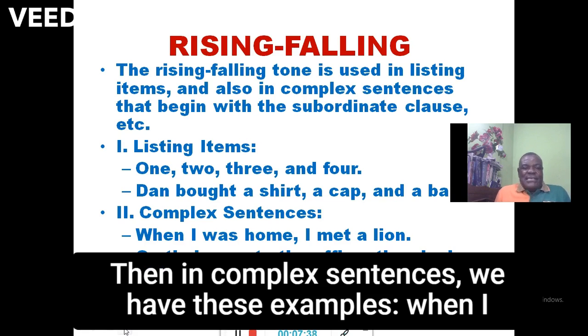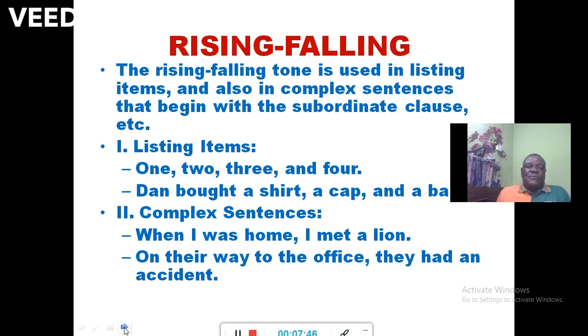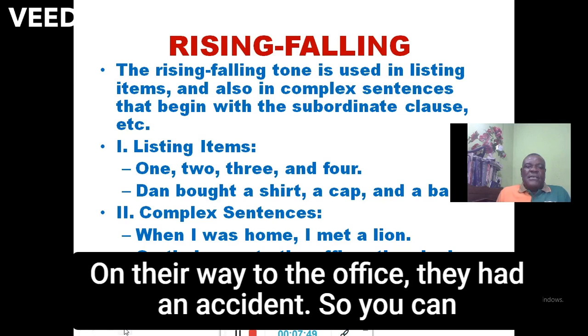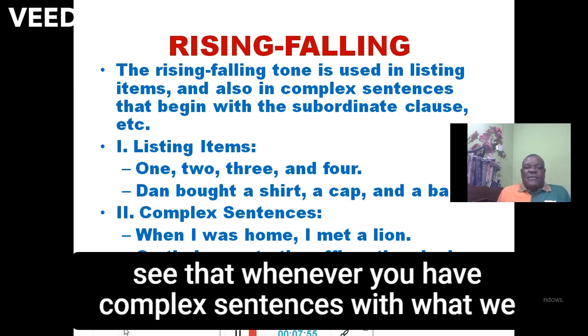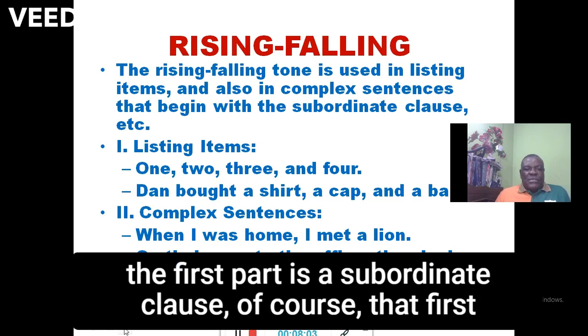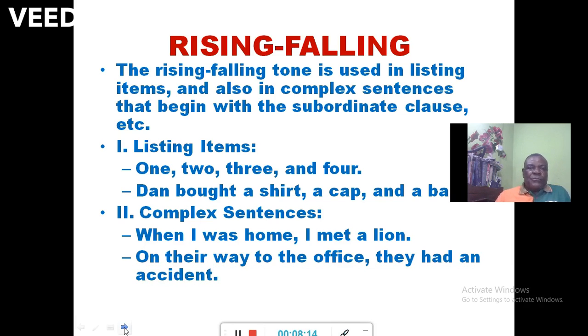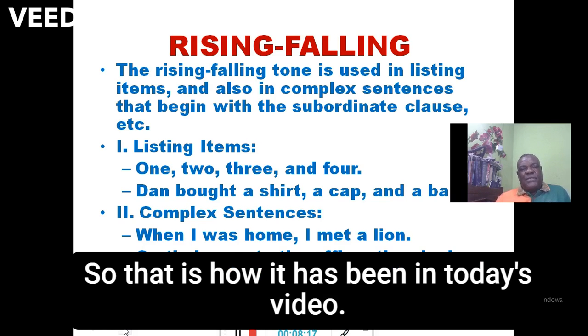Then in complex sentences, we have these examples. When I was going home, I met a lion. On their way to the office, they had an accident. So you can see that whenever you have complex sentences with what we call topicalization, the first part is a subordinate clause. Of course, that first part begins with a rising tone and the second part is rendered with a falling tone. So that is how it has been in today's video.